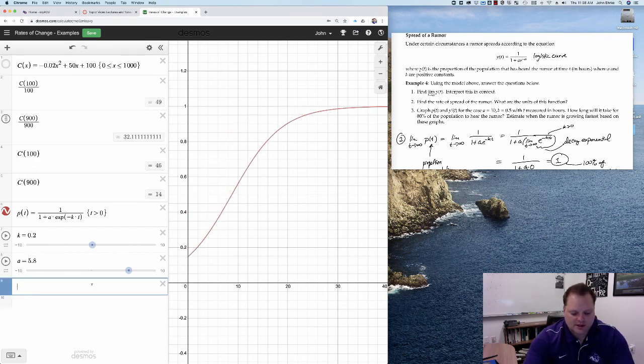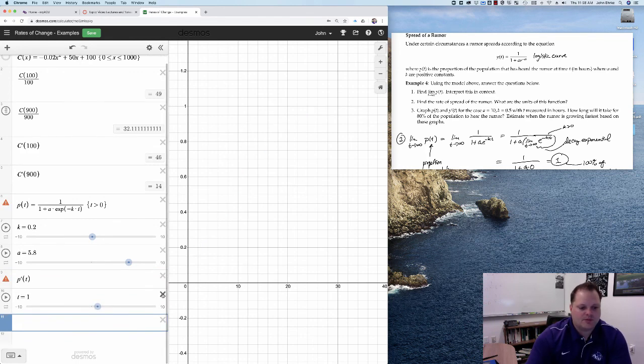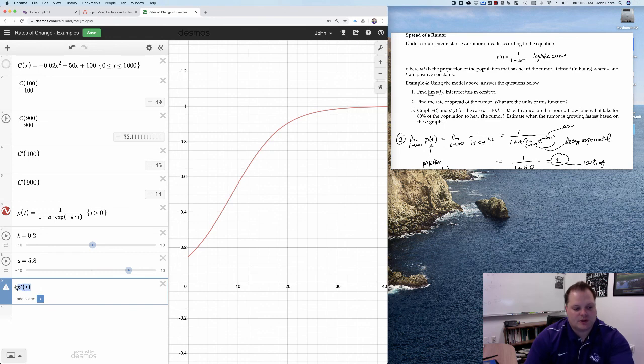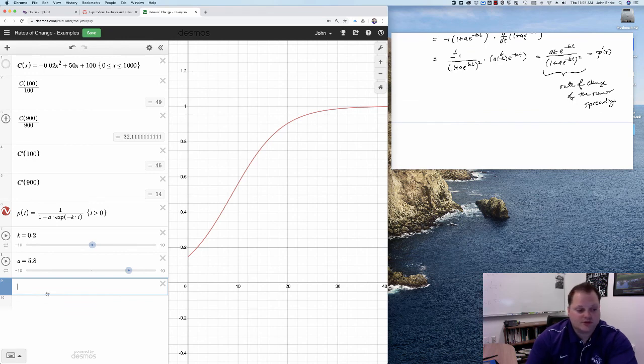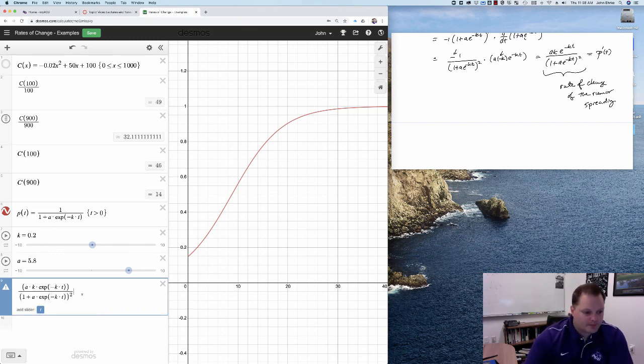What I want to do real quickly is graph p prime of t, which it may not let me do. No, it's not going to let me do that. Okay, so instead, here's what I want to do. We came up with it together. So here's our formula for the derivative, and I'm just going to type that in: a times k times e to the minus kt divided by 1 plus a times e to the minus kt, all of that squared. For some reason, it's not letting me do it in terms of t, so let me call this function f of t.